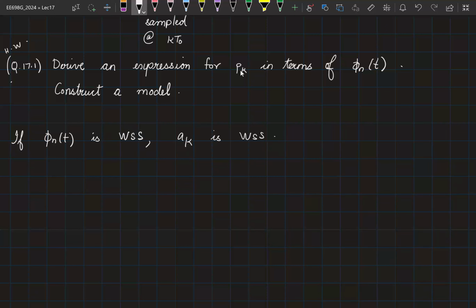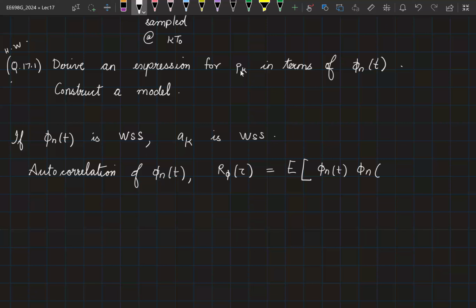So how do I calculate autocorrelation of phi n of t? Just give me the expression. Expectation of phi n of t times phi n of t. So let me call this R phi of tau. This will be equal to expectation of phi n of t into phi n of t plus tau.